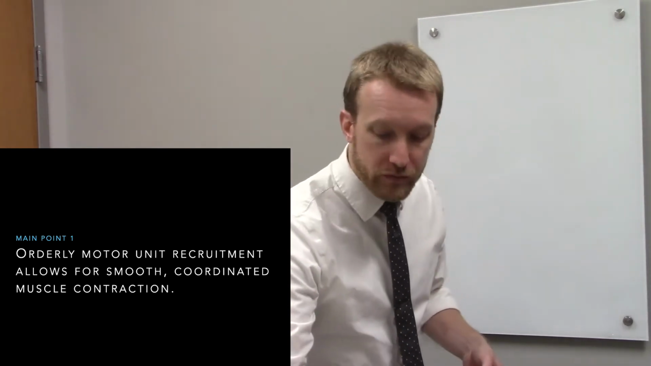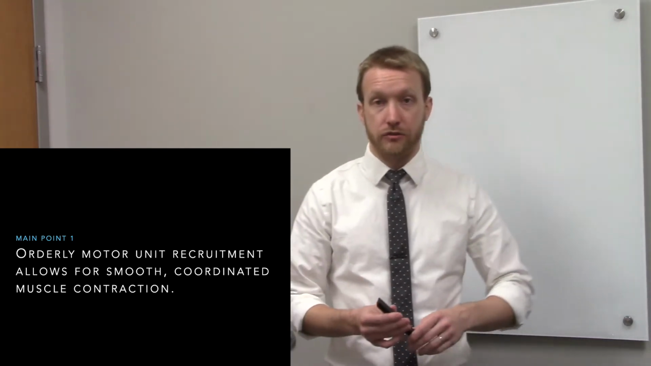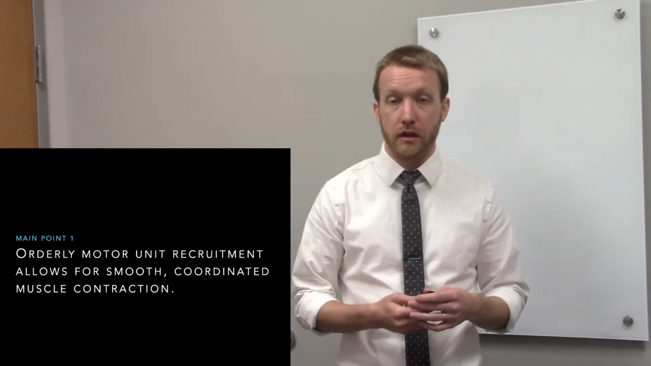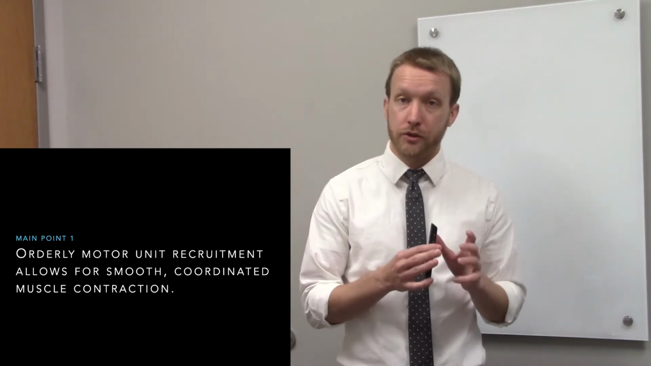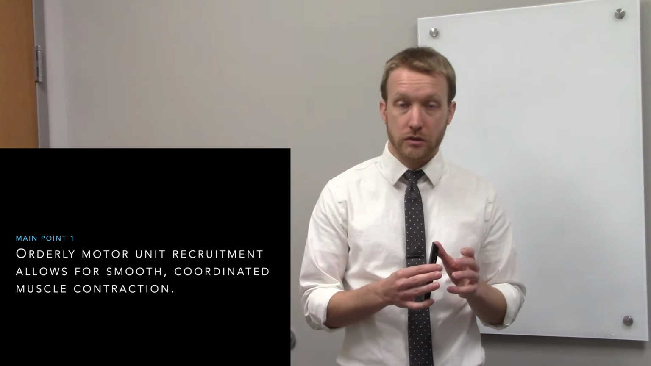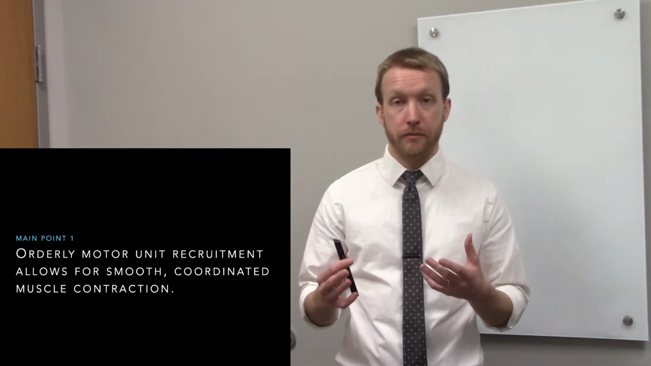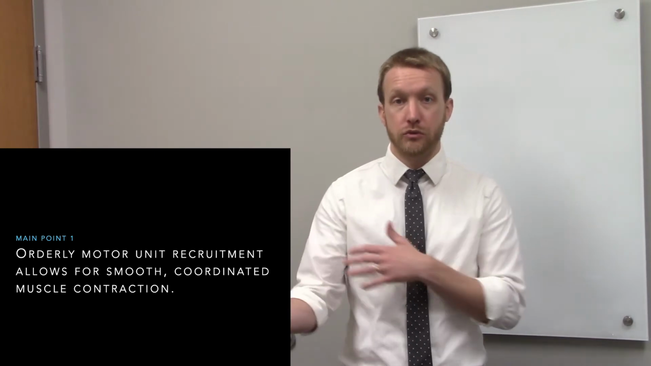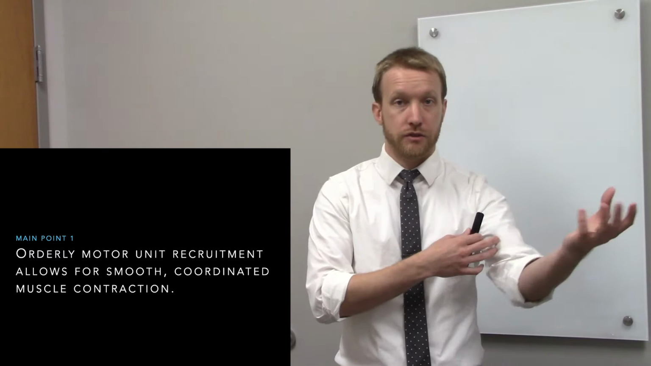The recruitment of motor units occurs in an orderly fashion. This is described by what we call the size principle. In general, the smaller and therefore weaker motor units are recruited first, and then the larger, more powerful motor units are recruited later. This way we get smooth, gradual activation of muscles and not jerky movements.